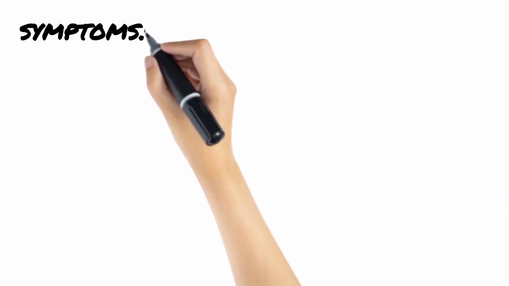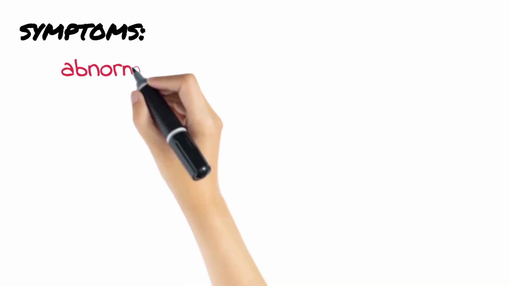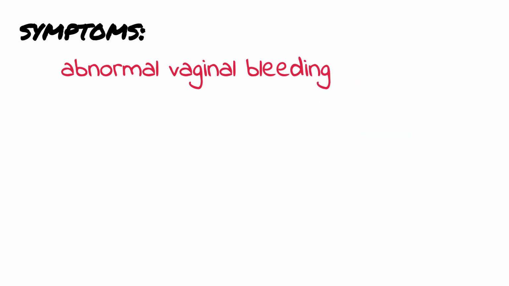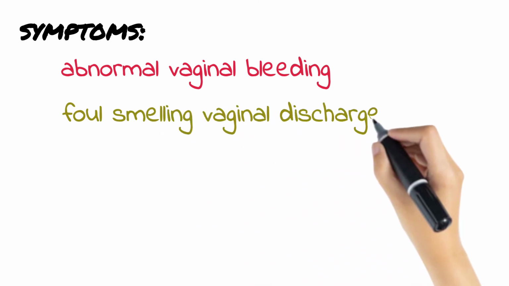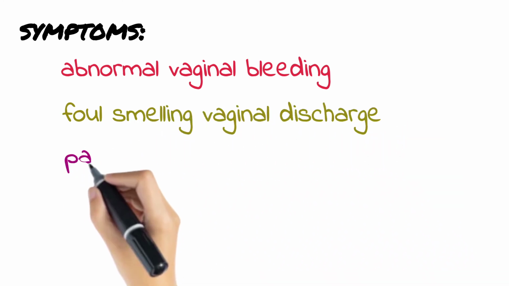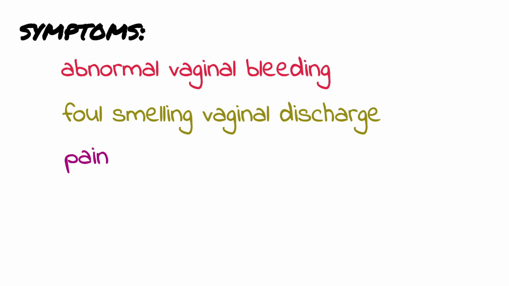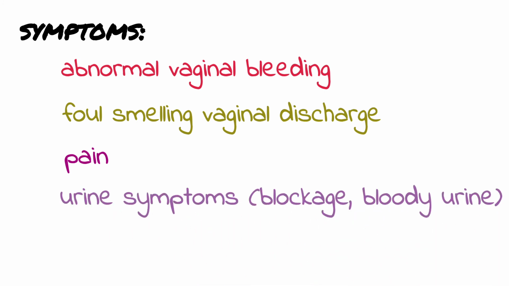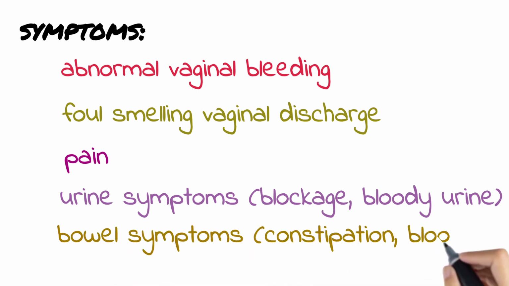Initially, as the changes occur, the woman may have no symptoms at all. But as the growth persists, she can start having bleeding between periods, bleeding after intercourse, or even bleeding when she has already reached menopause. There can also be an unusual discharge. There could be pelvic pain, or in advanced cases, she may notice difficulties in passing urine or stool, or blood in urine or in stool.